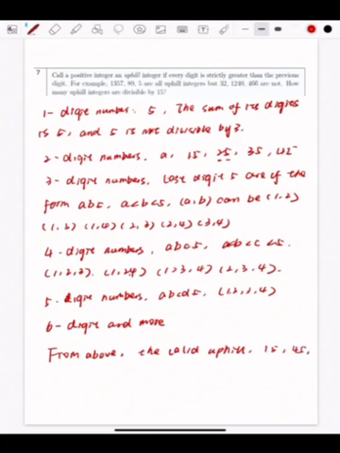Okay, this is the second one. And here is the third one, fourth one, fifth one, and this. So let's count: 1, 2, 3, 4, 5, 6.